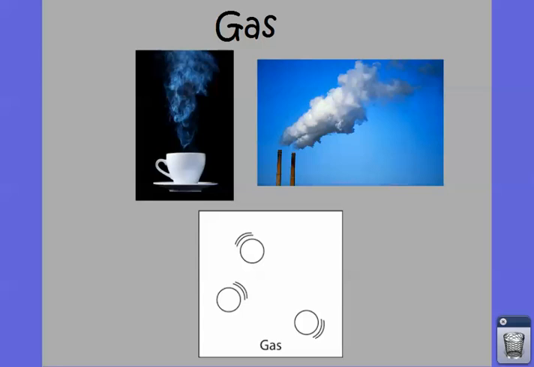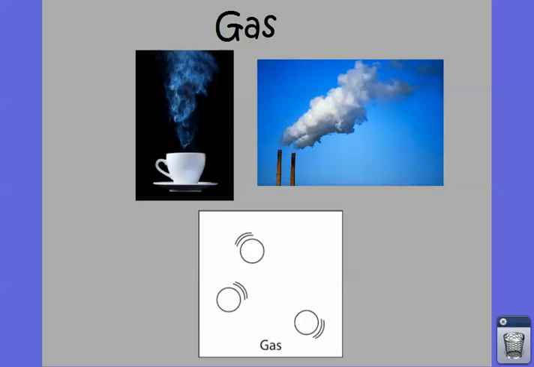So these are going to spread apart pretty easily and fill whatever container you put them into for a gas. So we would say that a gas has an indefinite shape and an indefinite size. Now the last state of matter, which you're probably not as familiar with, is plasma.